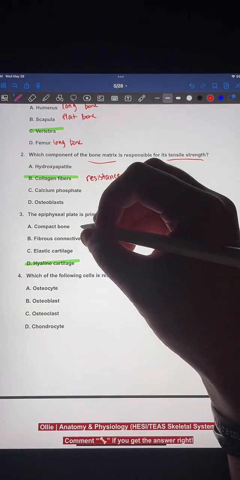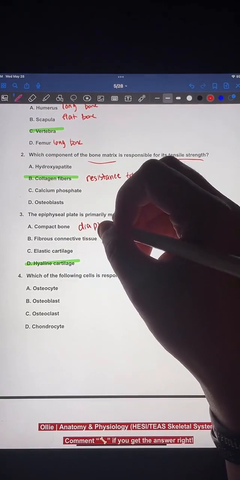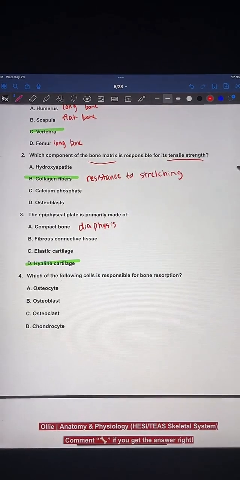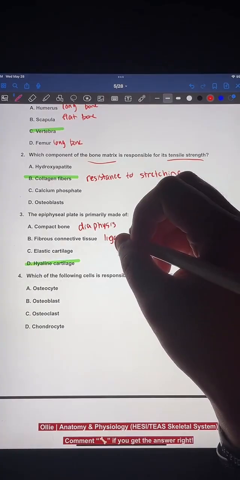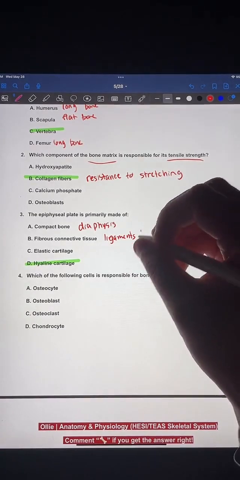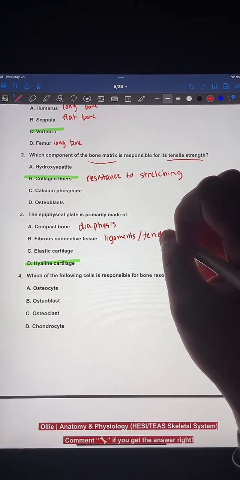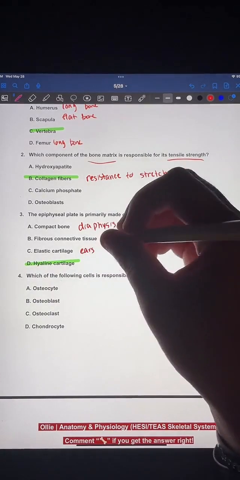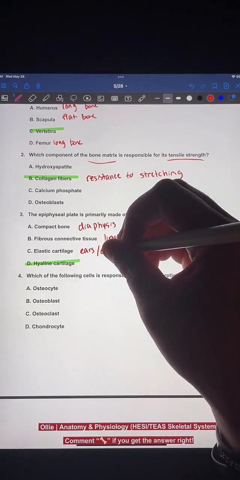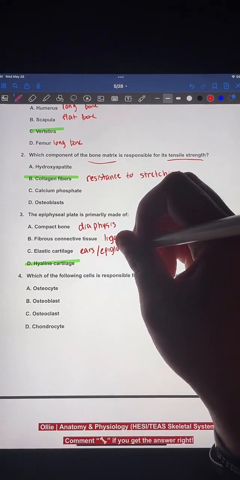Compact bone is found in the diaphysis, not the plates. A fibrous connective tissue is more so in our ligaments and our tendons. And the elastic cartilage is our ears and epiglottis.